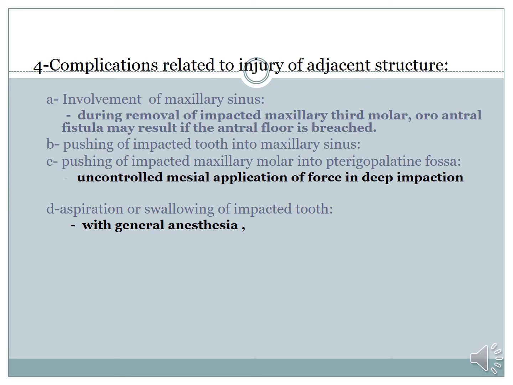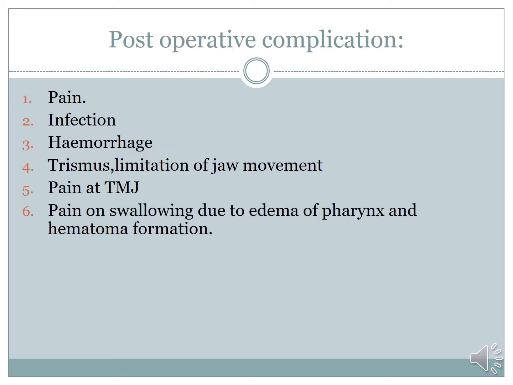Then involvement of maxillary sinus. During removal of impacted third molar, oroantral fistula may result if the antral floor is breached. Pushing of impacted tooth into the maxillary sinus. Pushing of maxillary molar into the pterygoid fossa. Aspiration or swallowing of the impacted tooth if it is carried out in general anesthesia. This can be avoided by throat packing when general anesthesia is being administered.